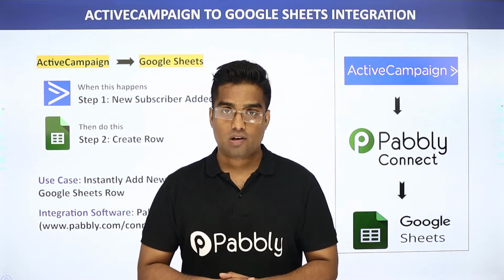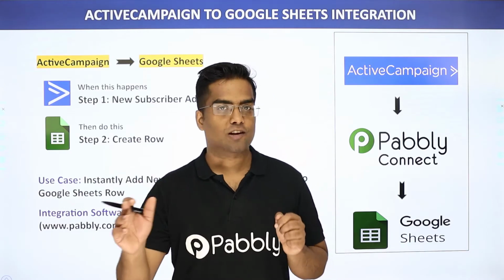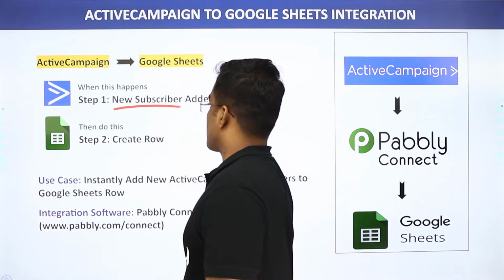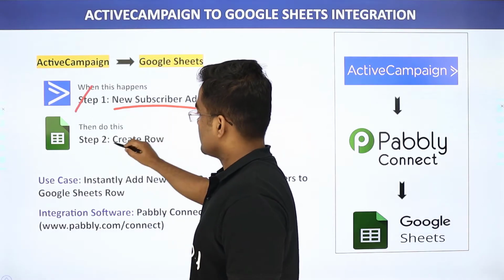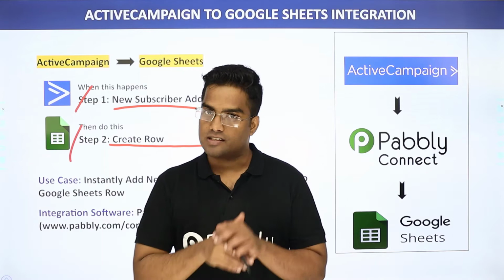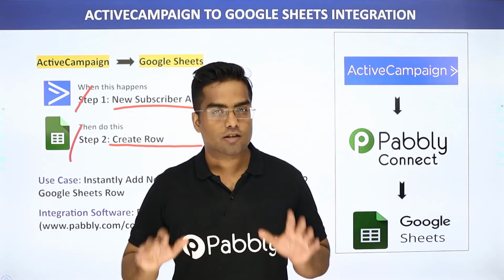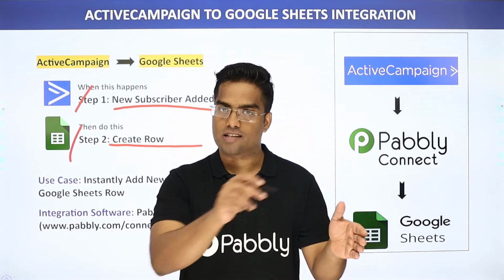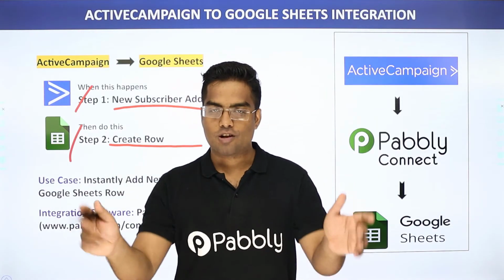So in this video we will learn how to integrate ActiveCampaign and Google Sheet. Our use case is pretty simple. When a new subscriber is added in ActiveCampaign, it will automatically add a row in Google Sheet. Now ActiveCampaign is an email marketing tool and Google Sheet is your favorite spreadsheet program. So what we're going to do is send the data from ActiveCampaign to Google Sheet.